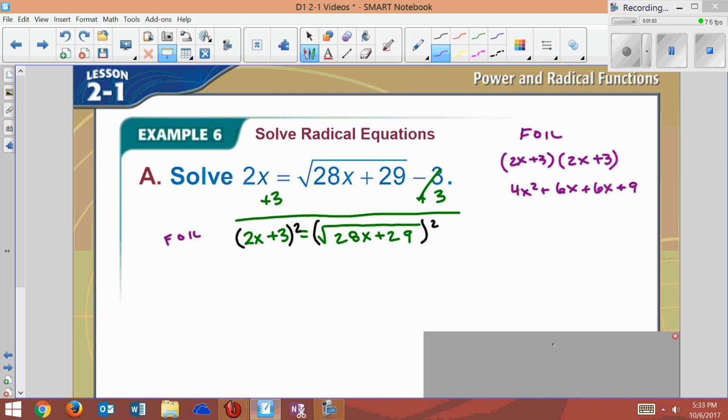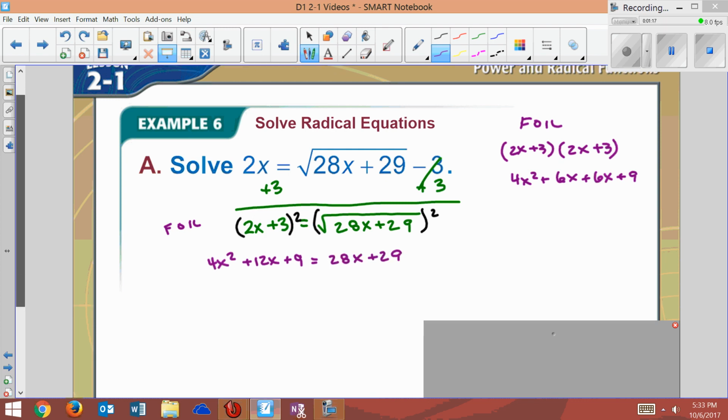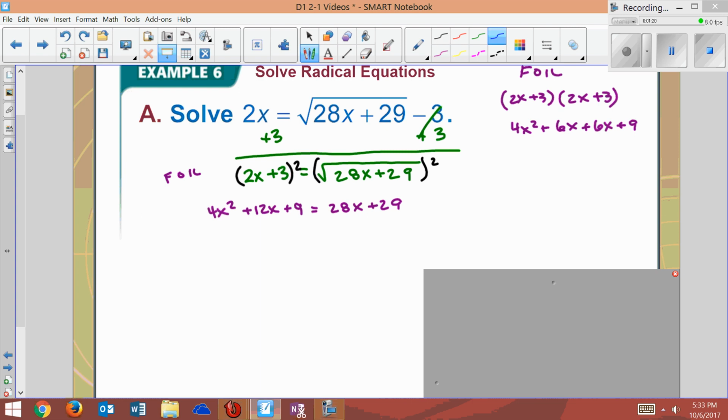We can take that down and say this is 4x squared plus, this is now 12x, 6x plus 6x is 12x, plus 9. All that will equal, over here, the square root goes away, and so we have 28x plus 29. To solve this, we're going to combine like terms again. So I'll subtract 29 from both sides, and I'm also going to subtract 28x. Anytime we want to solve an equation and there's a power greater than 1, so it's no longer linear, you'll solve it by getting one whole side equal to 0.